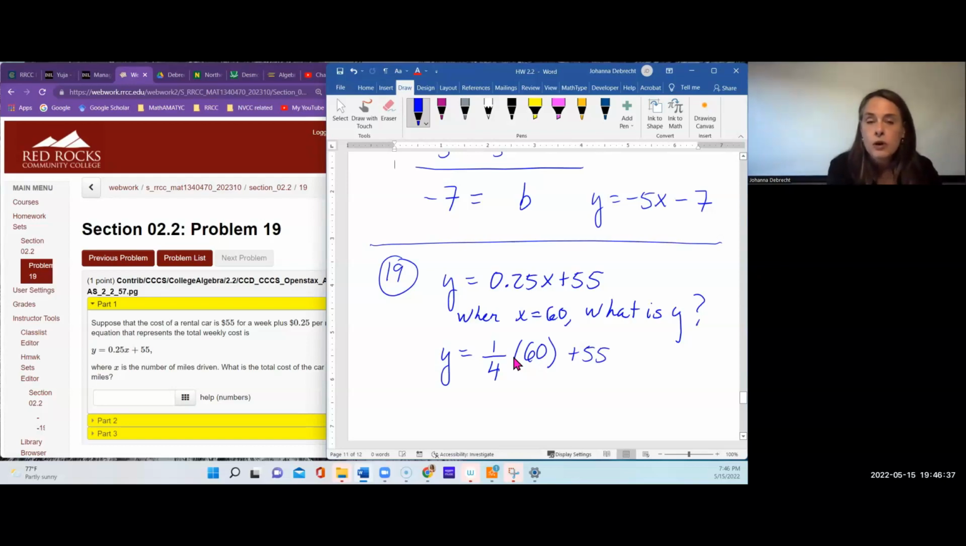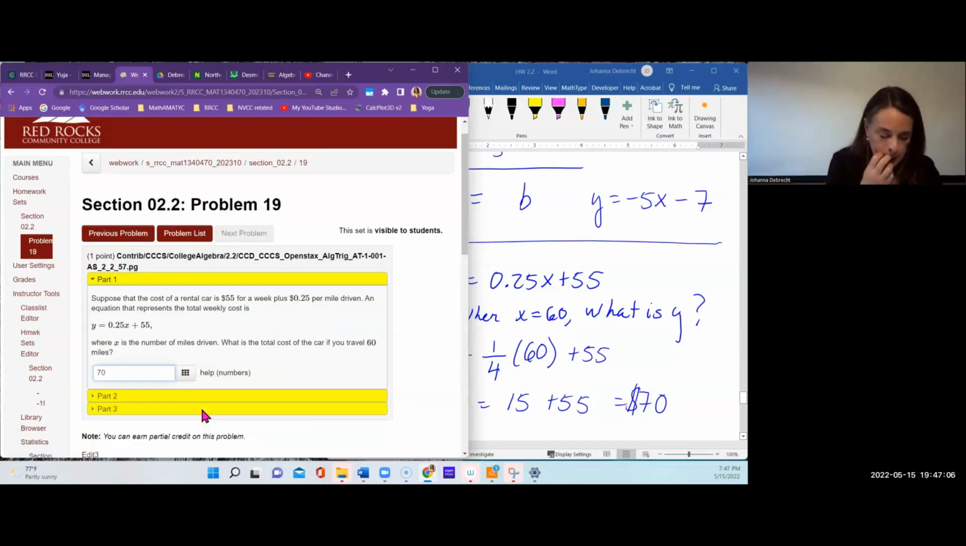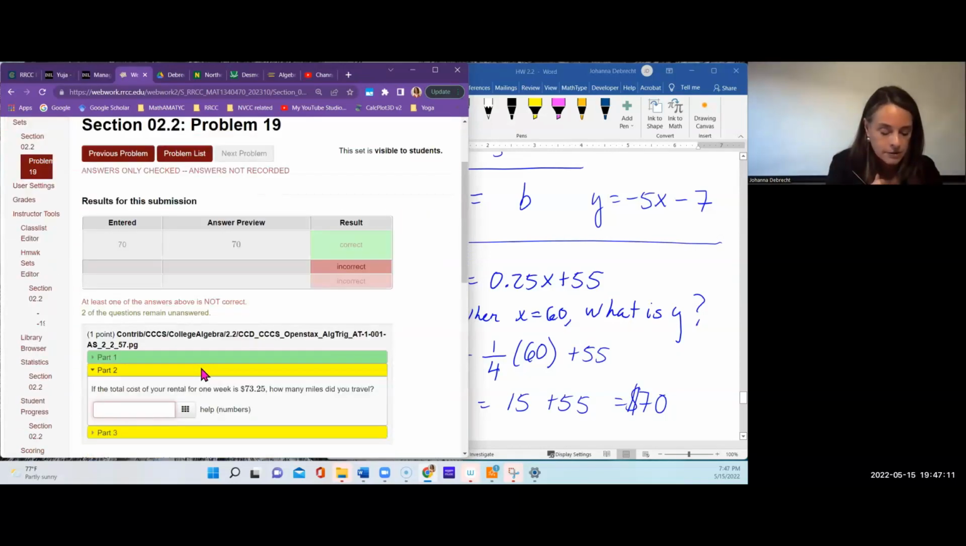60 divided by 4 is 15. There are 15 quarter hours in an hour. So that gives us y equals 15 plus 55, which is equal to $70 total. Notice over here that parts 2 and 3 will not unlock until I get that part correct, which can be a little frustrating sometimes. This is going to be $70. I can check that answer and see if it will unlock the next part.